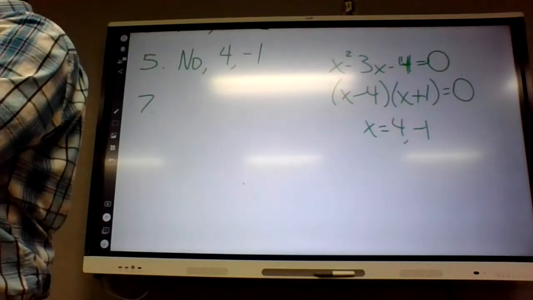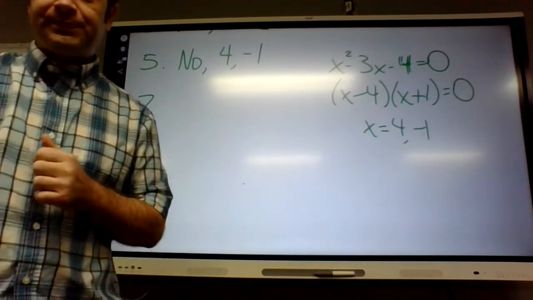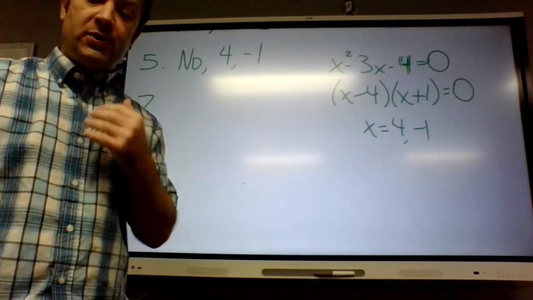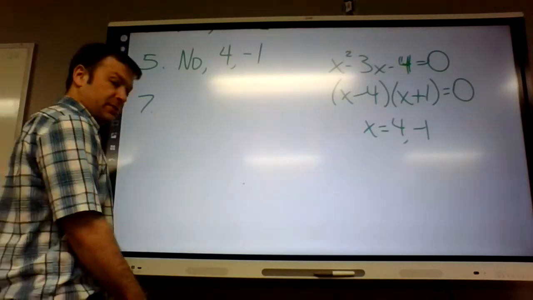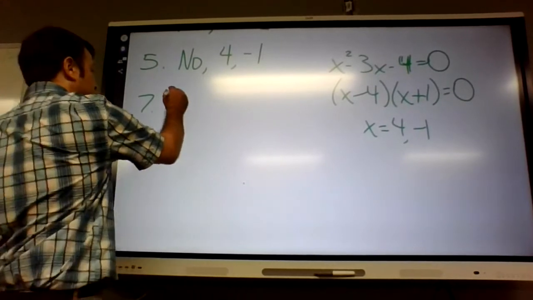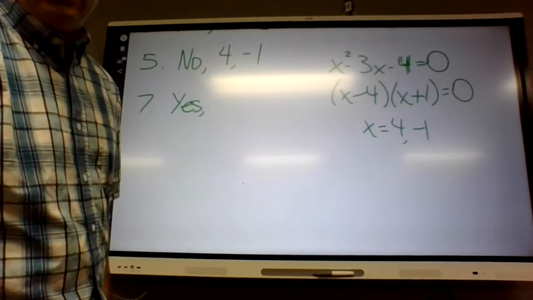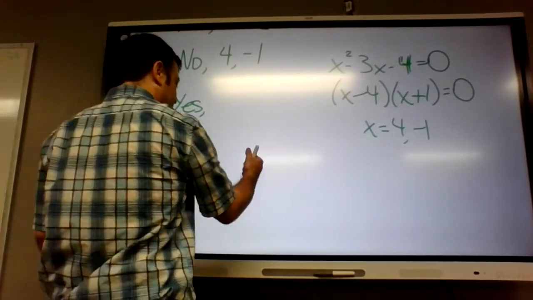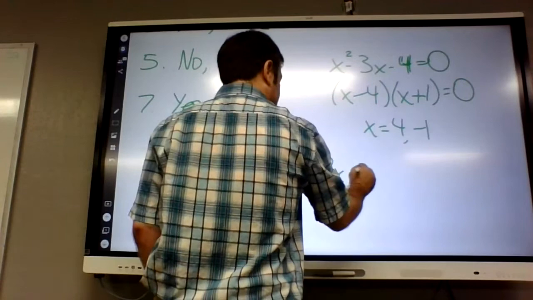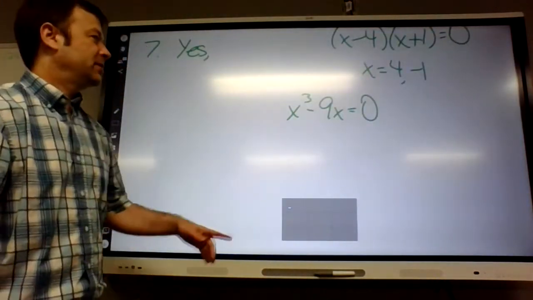We're on page 56 there. Number 7. Okay, 7 was a polynomial function, so that was a yes. Uh-oh, this one might cause us trouble. Maybe not. You guys are geniuses, so no problem, right?